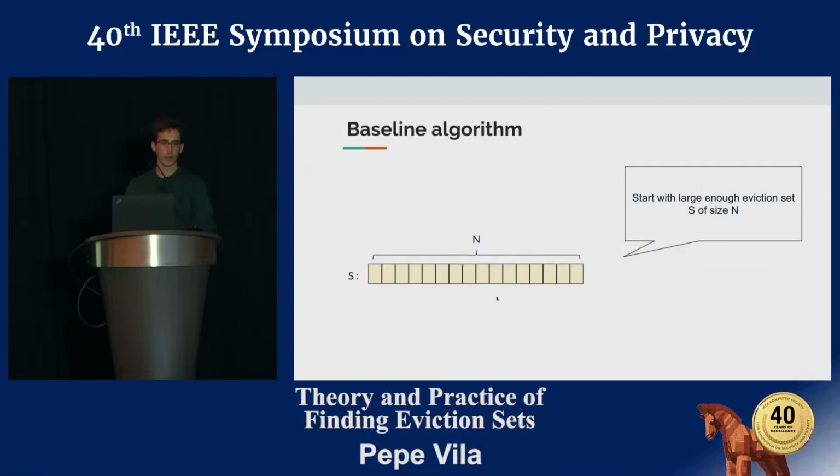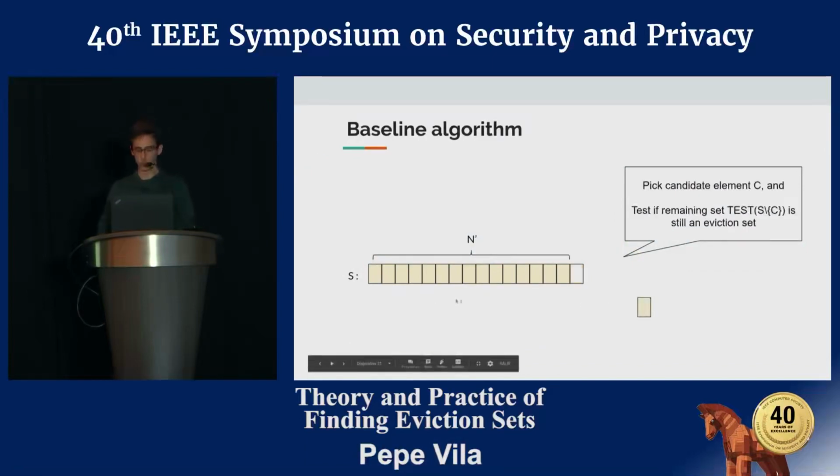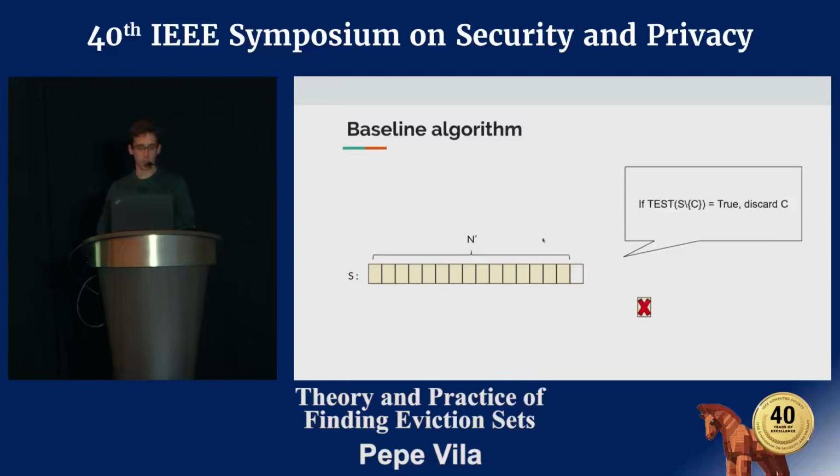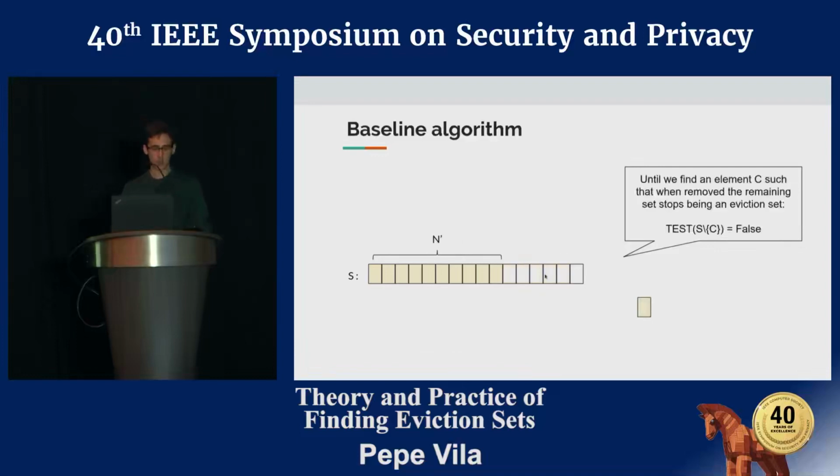And for that, let me quickly explain the commonly approached algorithm until now. We start with a set of addresses of size n. This is an eviction set. And what we will do is we pick an address and test the remaining set. If the remaining set is still an eviction set, we can just discard this picked address because it's not part of its minimal core. And we repeat this process several times until eventually we will remove one element that makes our set stop being an eviction set.